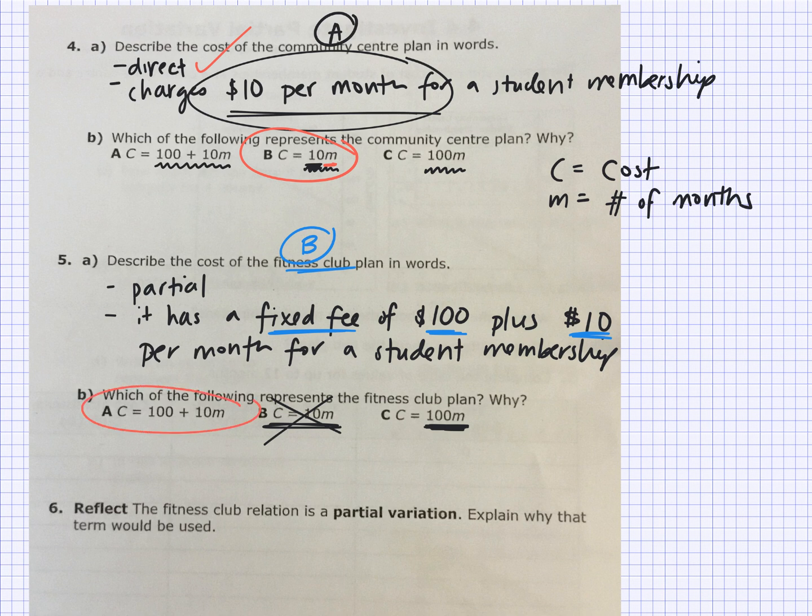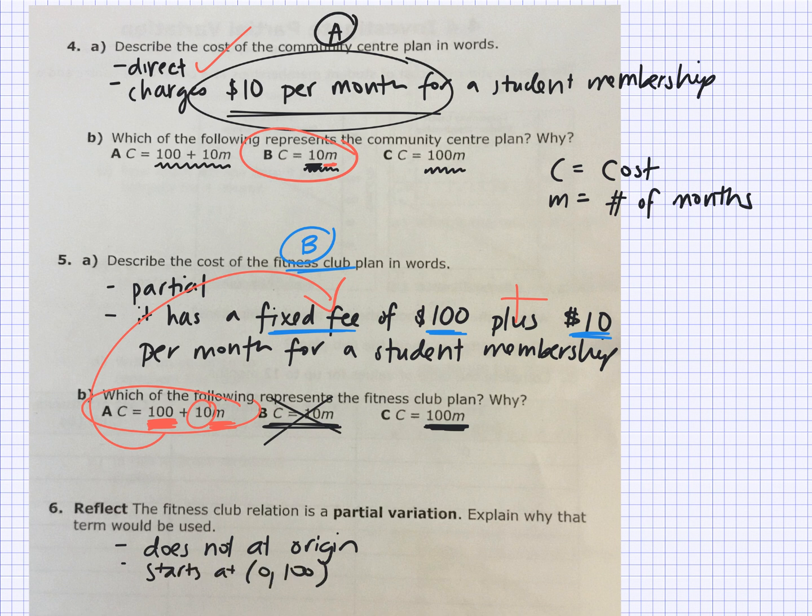Why? Because you're paying what? A fixed fee of $100 and then plus $10 per month. It does not start at the origin. Where does it start? It starts at (0, 100), and it has a fixed rate plus a variable rate.